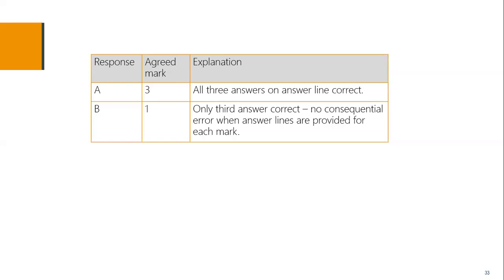There's no consequential error or error carried forward when lines are provided for each mark. If there's just one answer line and one answer, then there might be marks in the working out. But for this one, where you can't tell from the working out which one they would be referring to, you just look at the answers on the answer line.